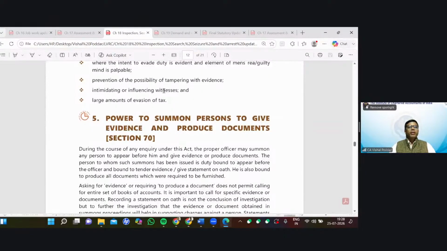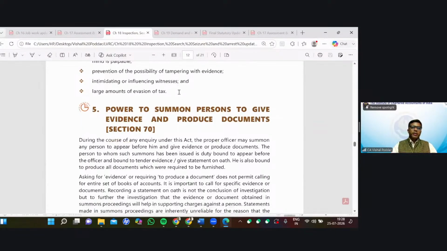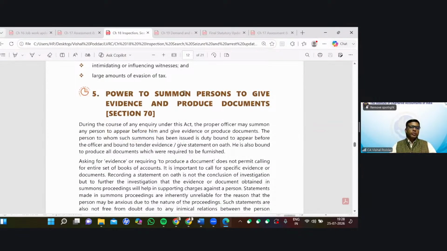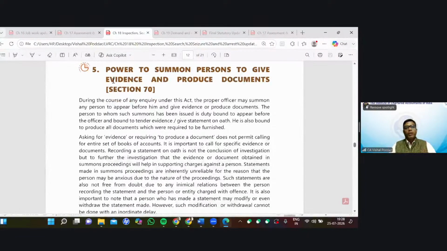Next, intimidating or influencing witnesses. Again, this is another reason, where the person is in such a power position that the person can either intimidate or influence the witness against the department, and where the amount involved is huge. So these are the circumstances to be considered, and only when these are grave and these facts are present, the arrest may be resorted to.